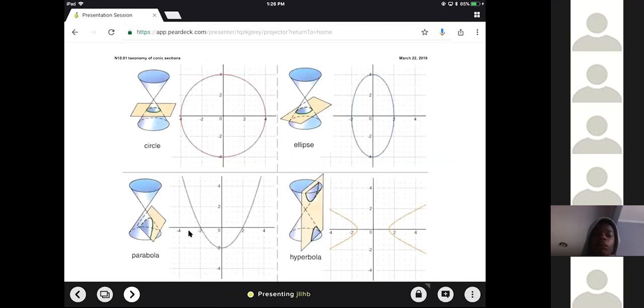All right, but these are the four types. If you go parallel to the base of the cone, you get a circle. If you slant it to the base of the cone, you get an ellipse. If you go parallel to a side of the cone, you get the parabola. And if you go perpendicular to the base, you get the hyperbola, which is the only one that can intersect twice. And so it's the only one that has a double winged section.